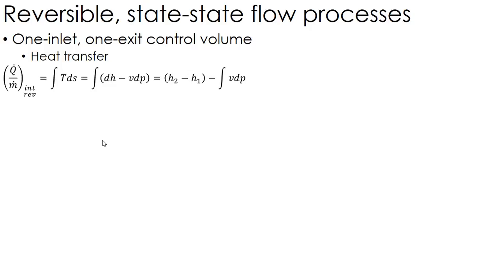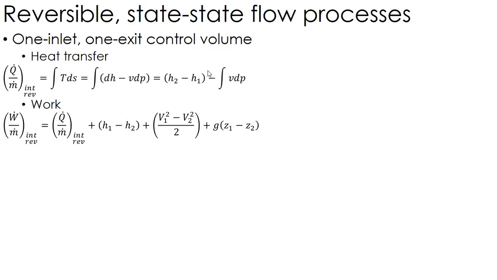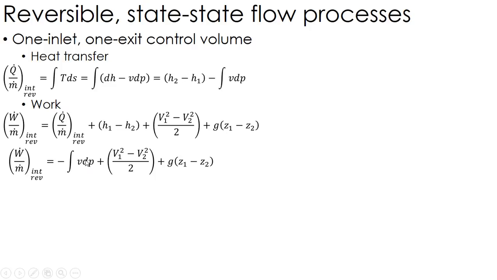Plugging those in, putting them together, I get basically that my heat transfer now is the change in enthalpy minus the integral of vdP. Okay, now I'm going to take that and plug it into my first law equation to find the work. So this is the first law equation solved for work. So that is the heat transfer plus change in enthalpy, kinetic energy, potential energy. Now I'm going to plug in what I just developed for the heat transfer, and what happens is my enthalpies all go away, and all I'm left with now is the integral of vdP and then the kinetic and potential energy.